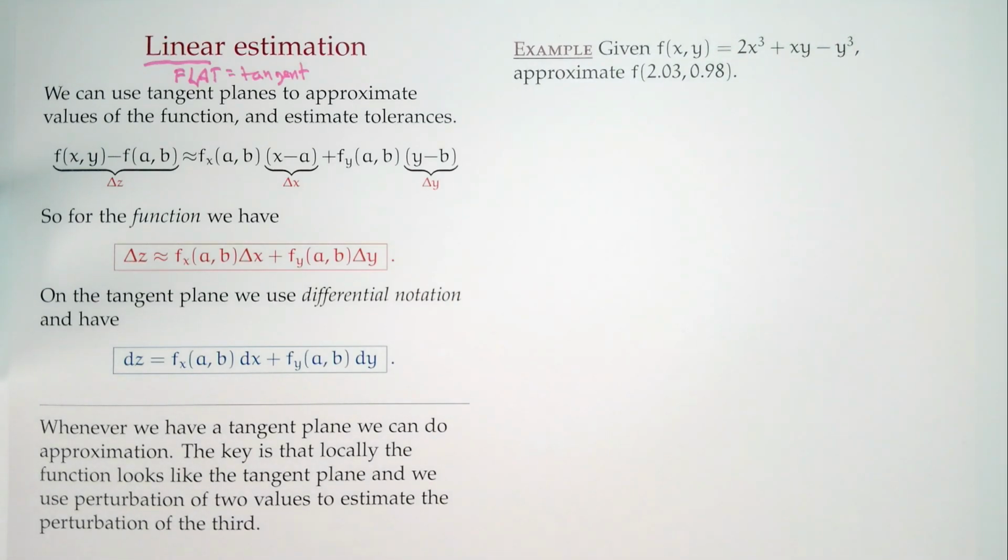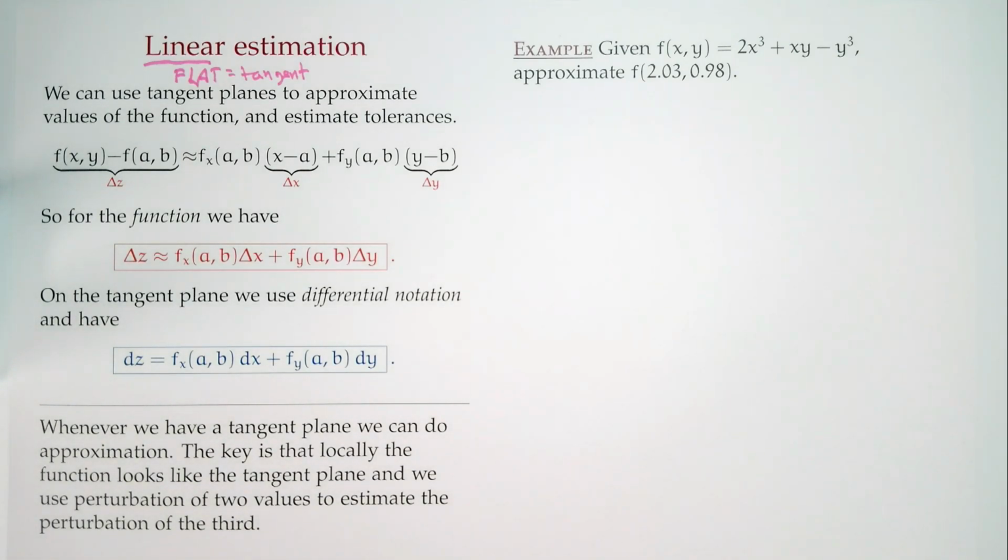Well, suppose we're given that f of x, y is 2x cubed plus xy minus y cubed. And we want to approximate what is f of 2.03 comma 0.98. Now, you might say, well, let's just plug it into a calculator. But of course, we are in our hypothetical desert island, and we don't have a calculator anymore.